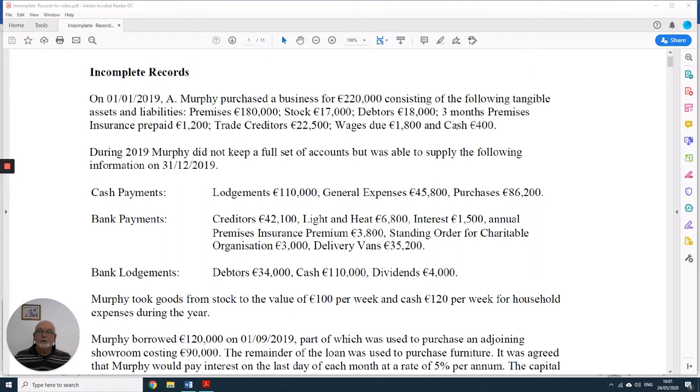Hello again. We're going to look now at step 2 of the incomplete records control account method, where we find the value of the firm's sales. So step 2, sales.